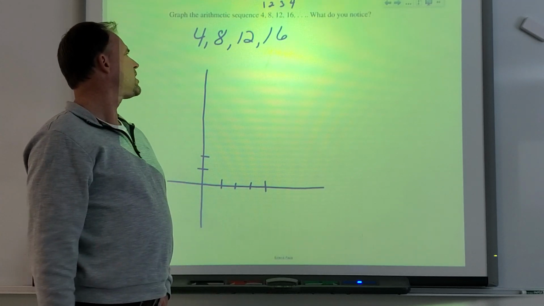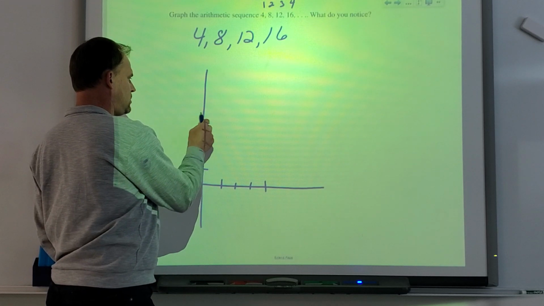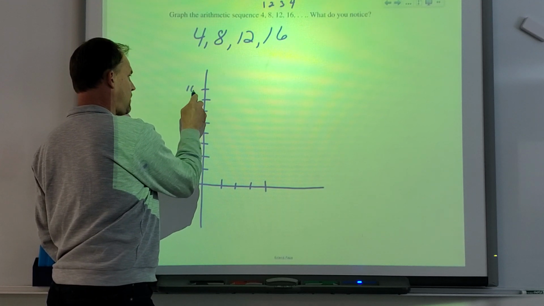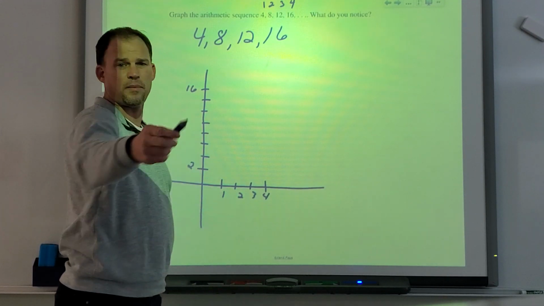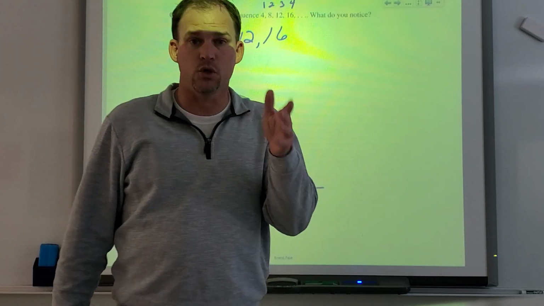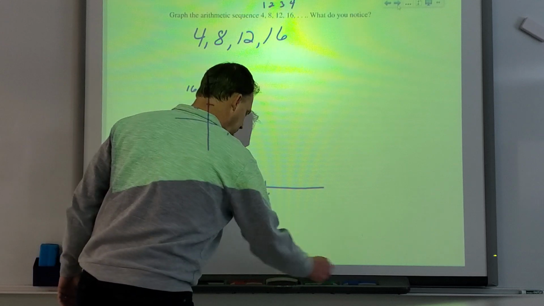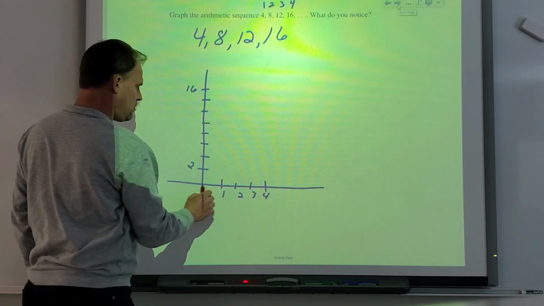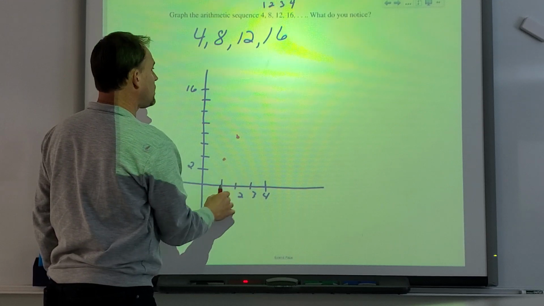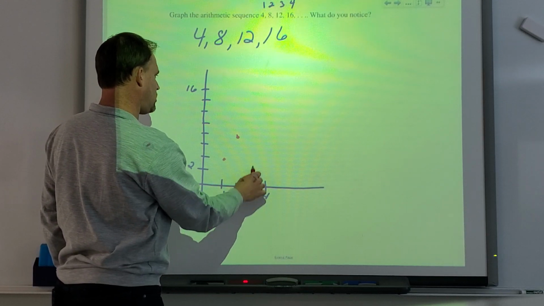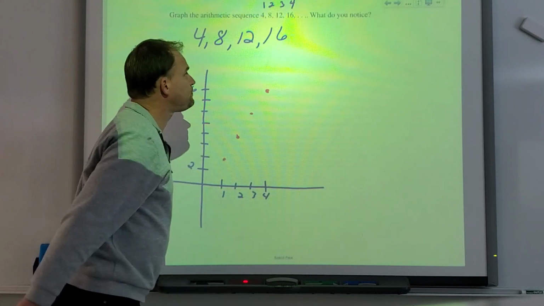What are we going to count by? Let's count by 2s. 2, 4, 6, 8, 10, 12, 14, 16. And these are going by 1s. You can count by whatever you want on your paper. Again, you should be writing this in your notes. So now, the first one is 4. The second one is 8. Third one is 12. The fourth one is 16.